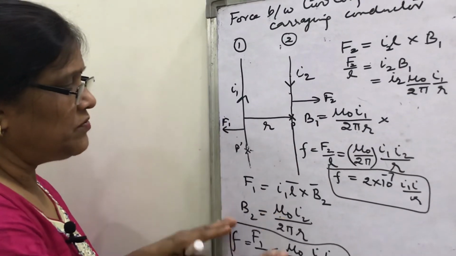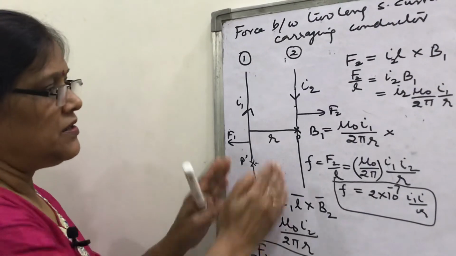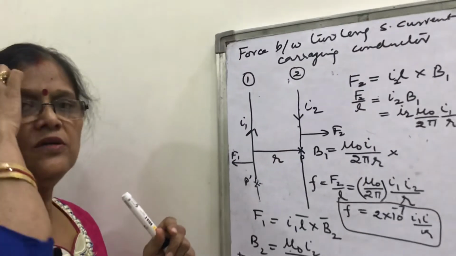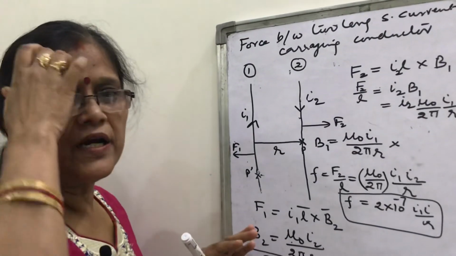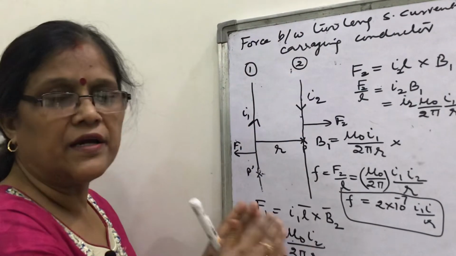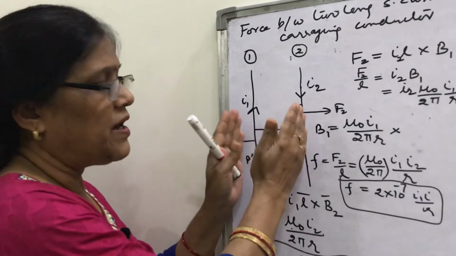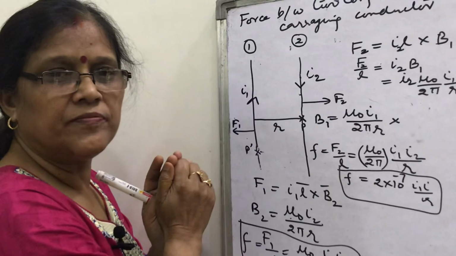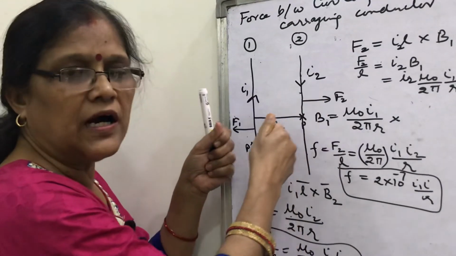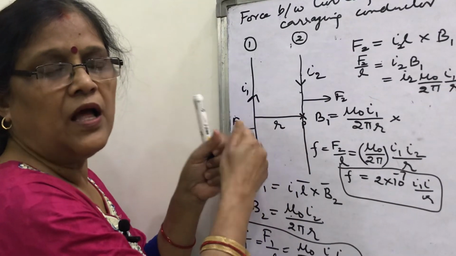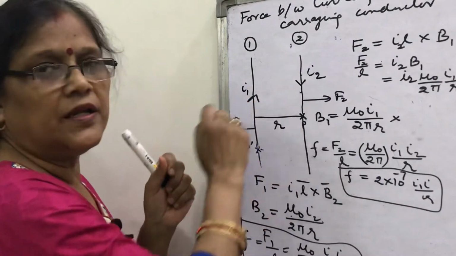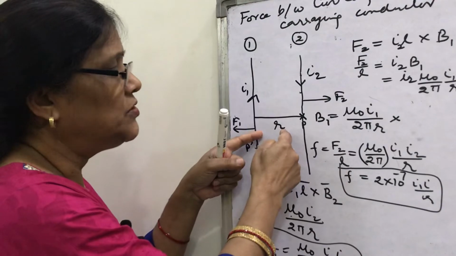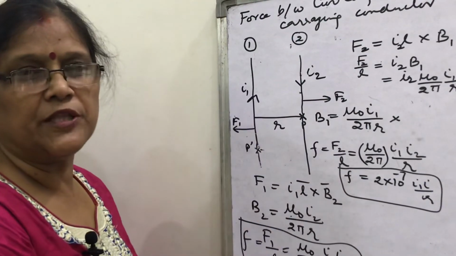Same expression you will get here, but the direction changes because I2 is reversed. What is the conclusion? If two long current carrying conductors placed parallel to each other have current in the same direction, then there is force of attraction between them, and if they carry current in opposite directions, they repel each other. That is, force of repulsion is produced between them.